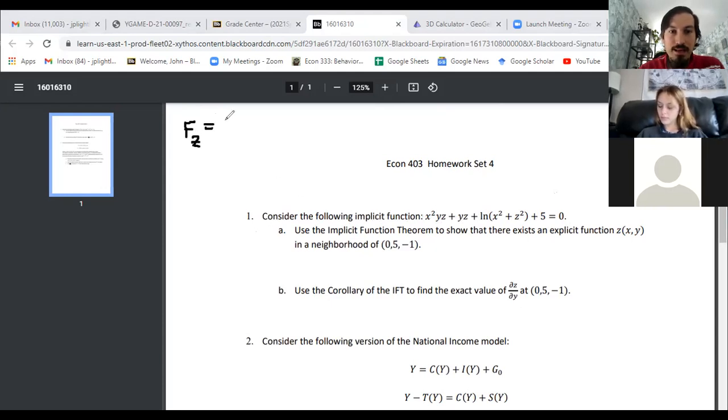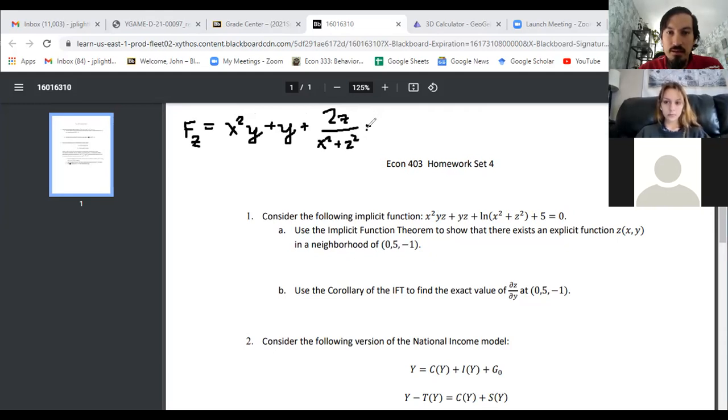F_z in this case is x squared y plus y, and now you have this term here. It's going to be 2z over x squared plus z squared. Is this what you got? That should be what you got for F_z. Does that look right?